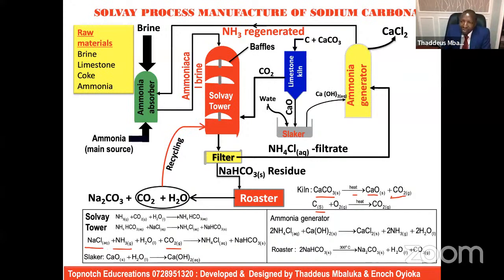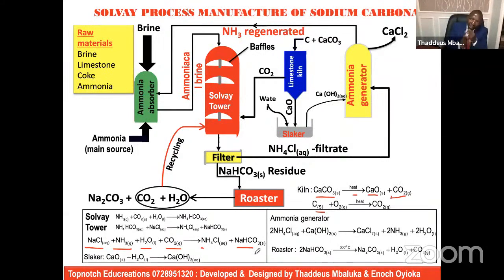So when you are told to write an equation, unless somebody has told you to write two reactions, just pick the reagents. We have sodium chloride, we have ammonia, we have water, we have carbon dioxide. The products are ammonium chloride and sodium hydrogen carbonate, period. There is no balancing. The equation is already balanced. So if the examiner just tells you to write the equation that occurs in the Solvay tower.